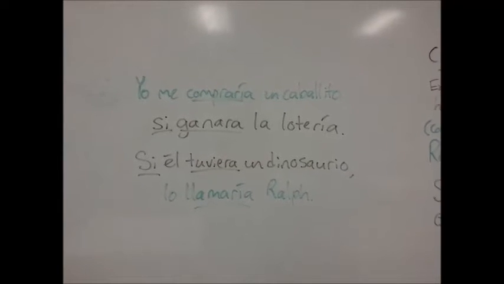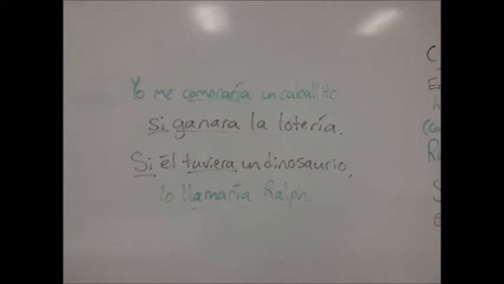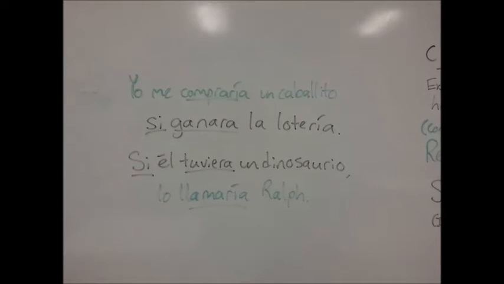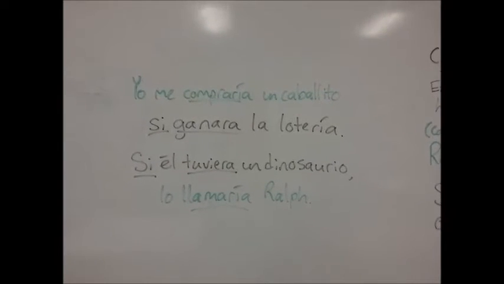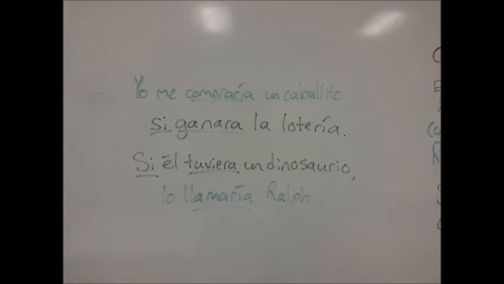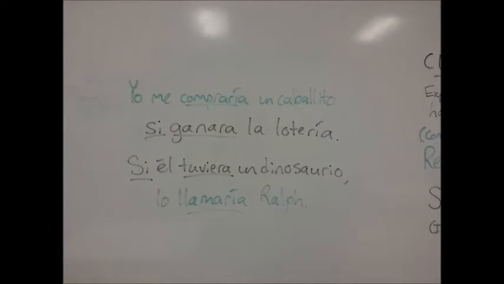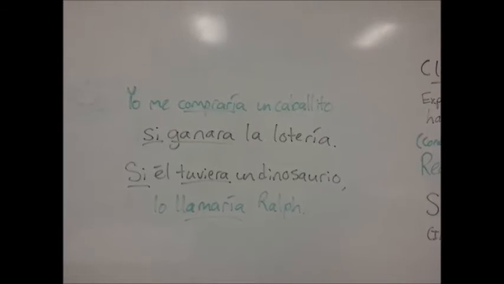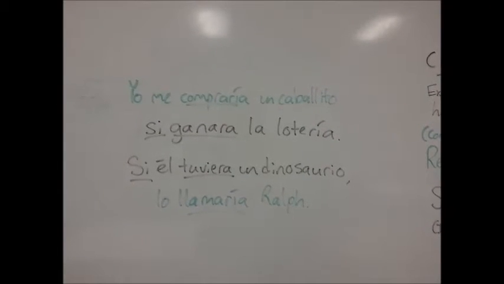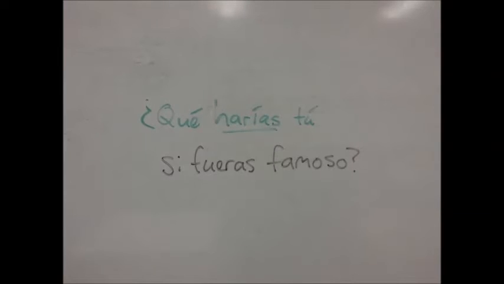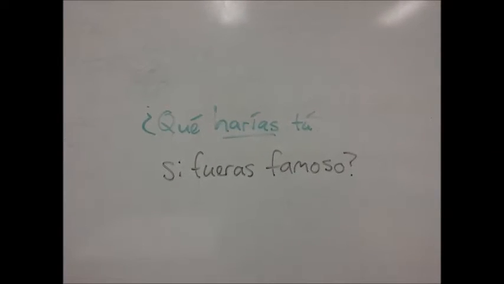For the second sentence, the order is reversed, so we have the condition first. If he had a dinosaur, he would name him Ralph. Si él tuviera un dinosaurio, lo llamaría Ralph. The sí comes with the condition to the beginning of the sentence, and there's a comma in between the condition and the reaction.